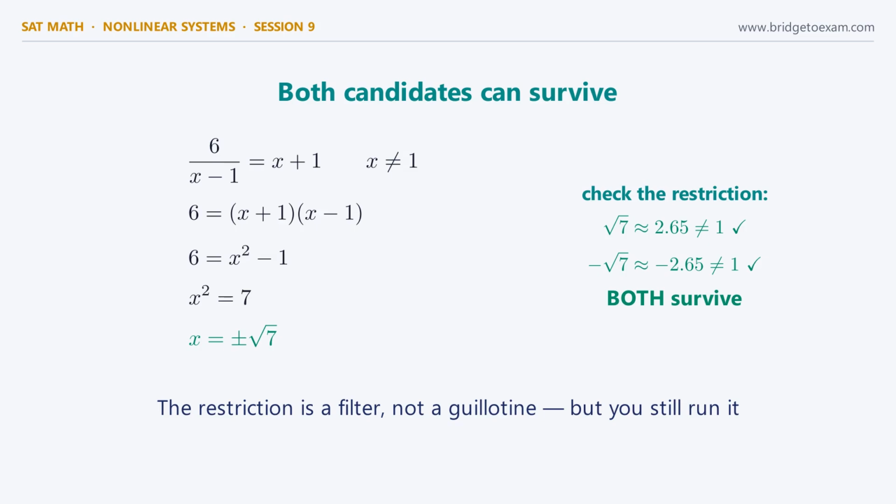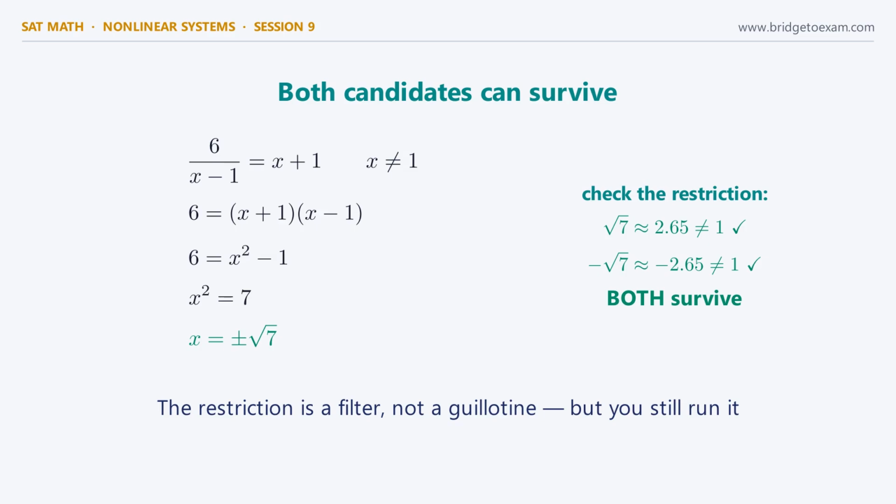So 6 equals x squared minus 1, which gives x squared equals 7, and x equals plus or minus root 7. Now check against the restriction. Is root 7 equal to 1? No, it's about 2.65. Is negative root 7 equal to 1? No. Neither candidate is forbidden, so both survive.